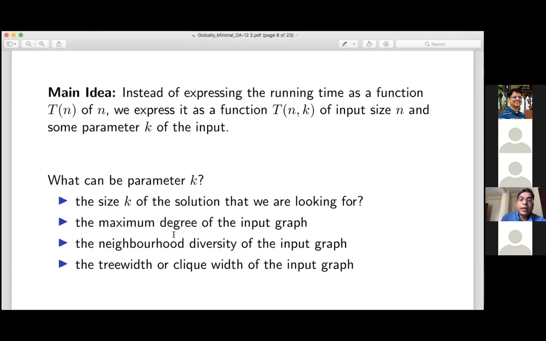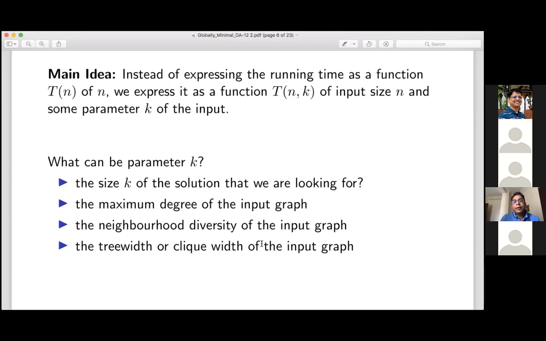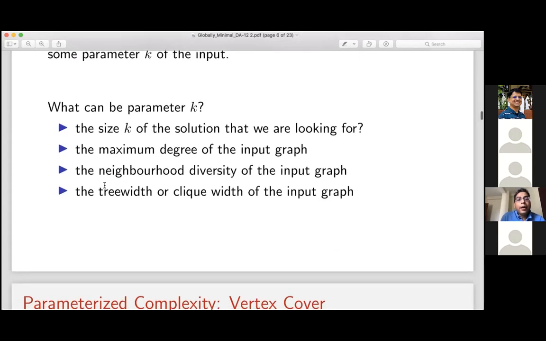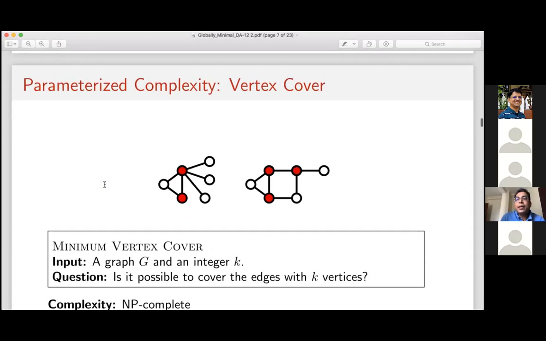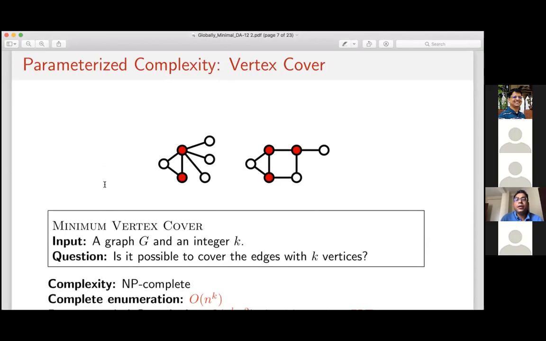And sometimes the parameter is the maximum degree of the input graph. These are structural parameters: the maximum degree, neighborhood diversity, tree width or clique width of the input graph could be a parameter. The parameter could be anything, but what is expected is that this parameter is much smaller than the input size. Now I'll try to explain what is this FPT algorithm and W1 or XP algorithm using some example. Vertex cover is a very classic problem in graph theory or in optimization.